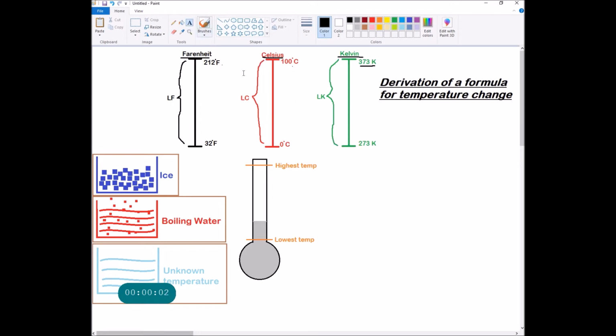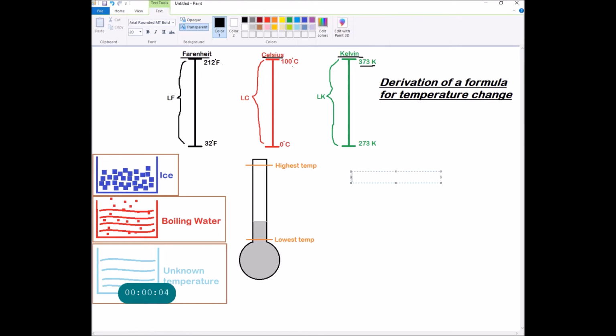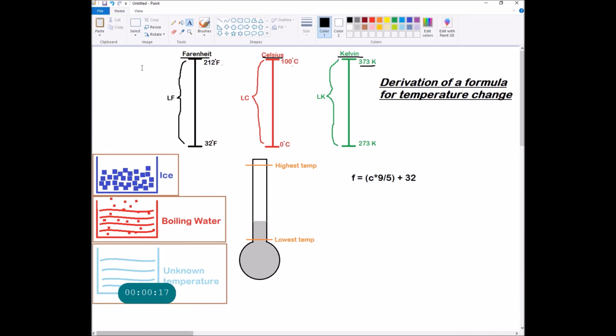As we know, many of us use the formula F equals C times 9 by 5, plus 32. But many of us use this formula without knowing why. Is there any proof that this formula is genuine? So in this video I'll be giving you the proof that this formula is genuine and has been derived scientifically. So let us take some things which will help us derive it.